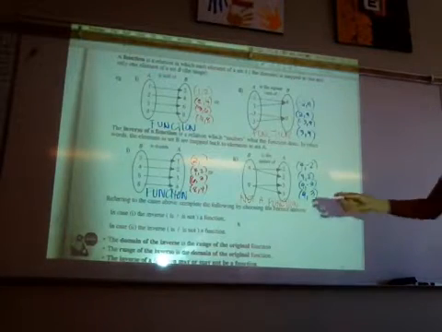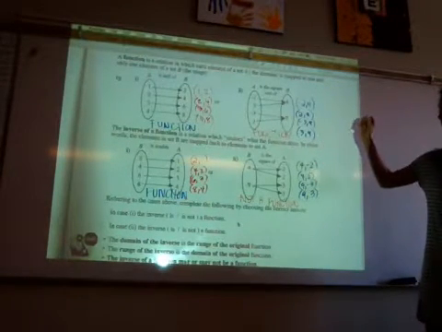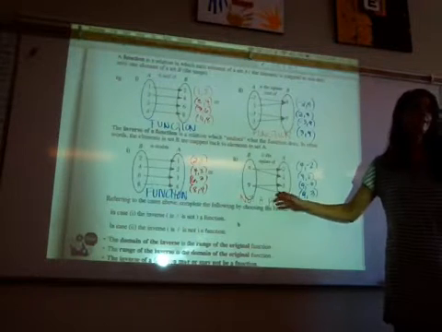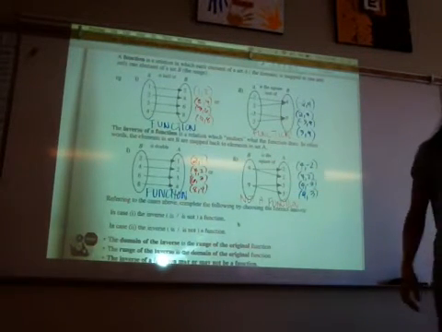Okay, and as you can see, the inverse function might not necessarily be a function. It's just a relation.